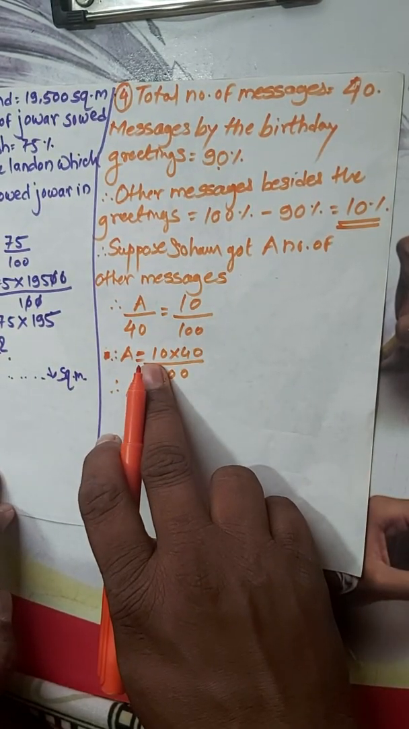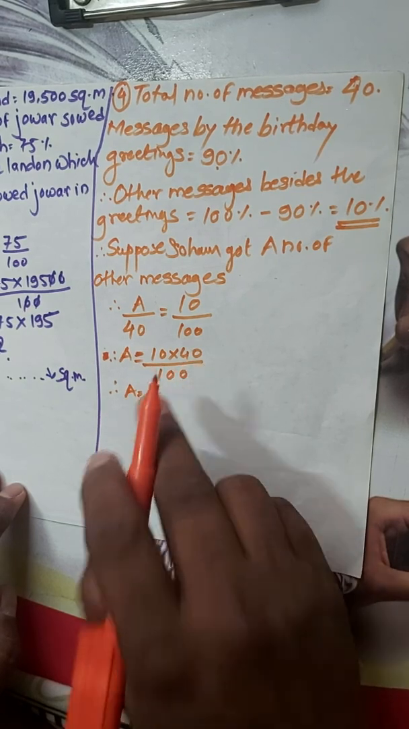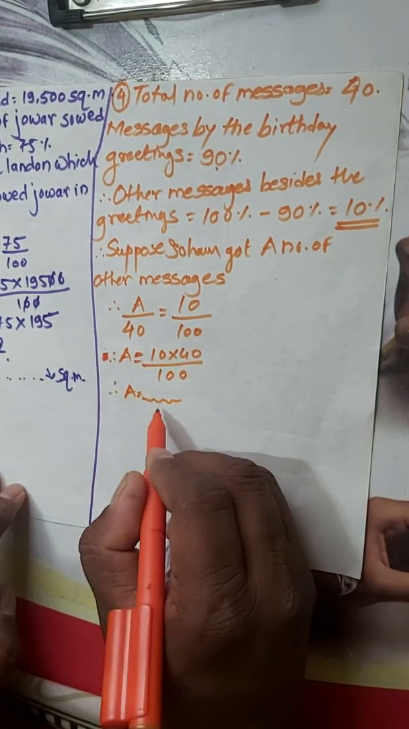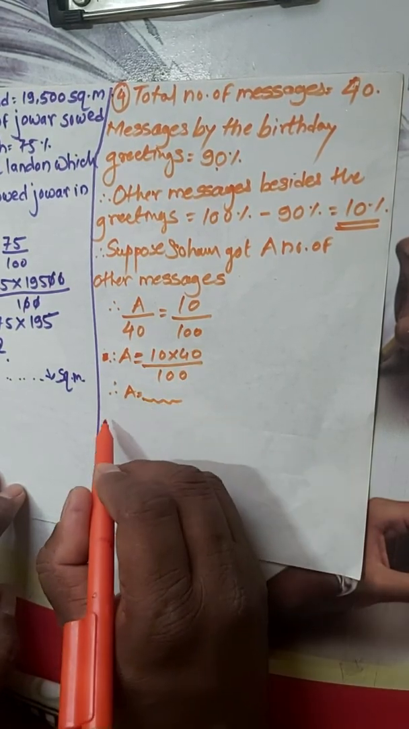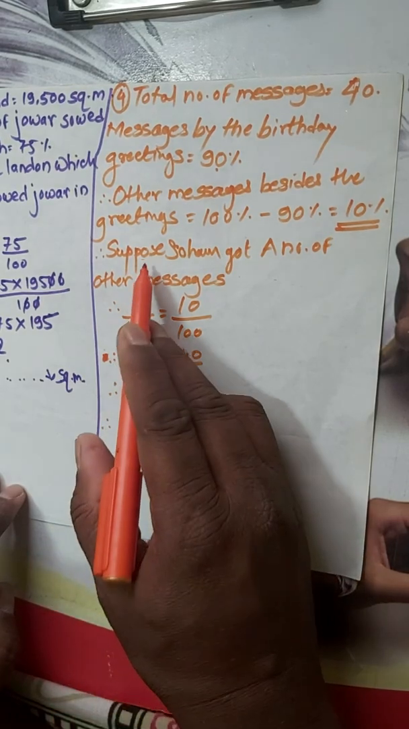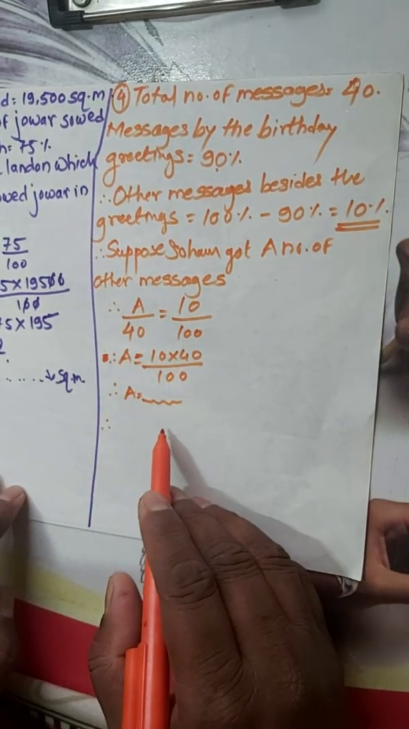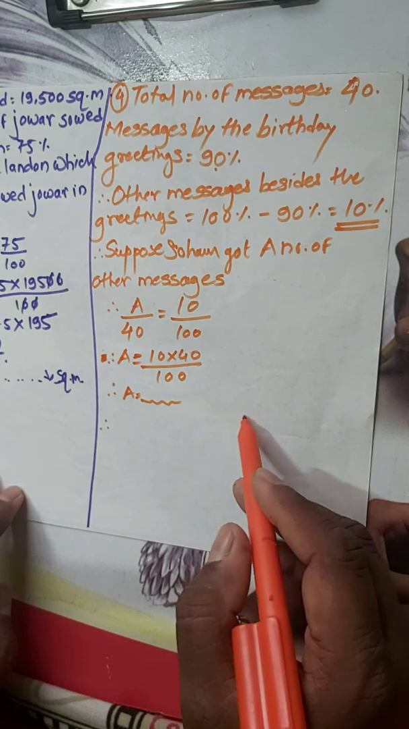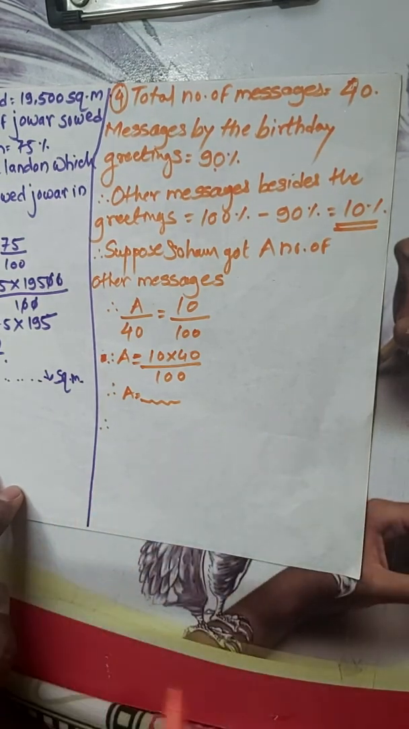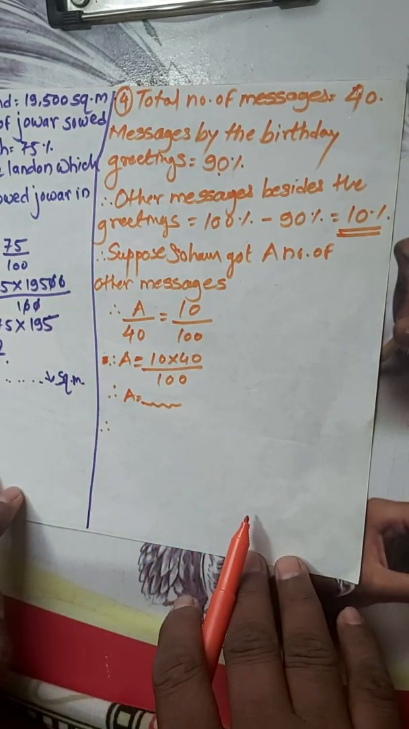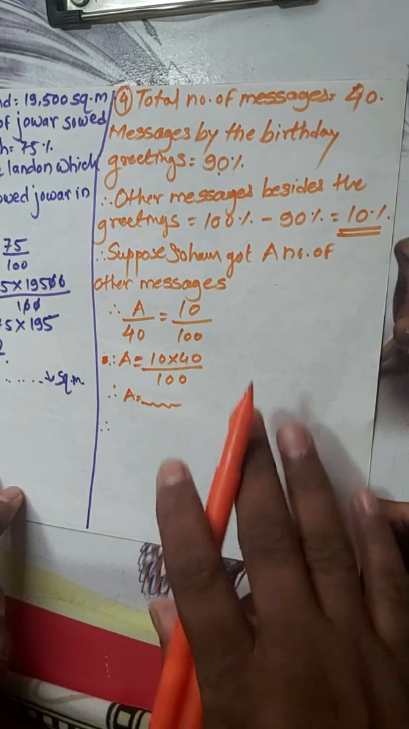here students, you have to do the calculation, then you will get the value here. So then you will write: therefore Soham got dash dash other messages besides the greetings. This way you have to solve. Okay, so this is a simple way.